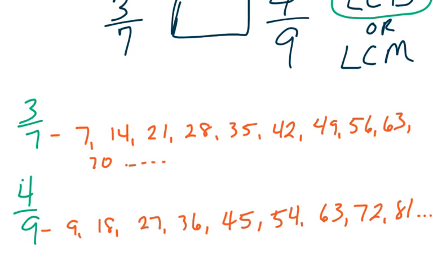Now, what we need to find is the smallest number that is common to both 7 and 9. Remember that, the smallest number that is common to both 7 and 9. So we look across both of them, and we see that 63 is common to both 7 and 9. So remember, we want our denominators to be the same, because that's going to make it easier for us to compare.